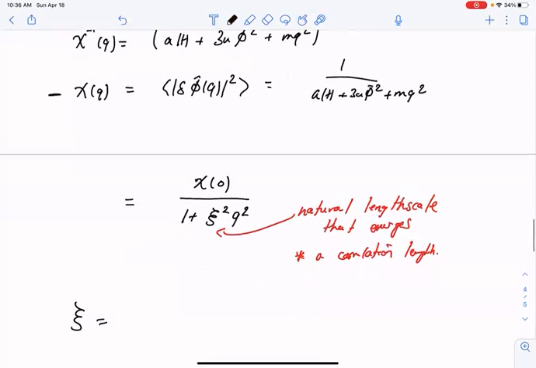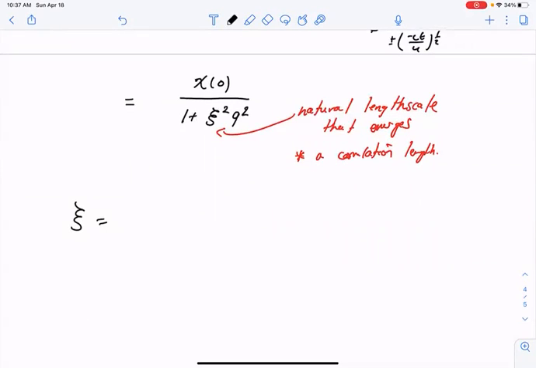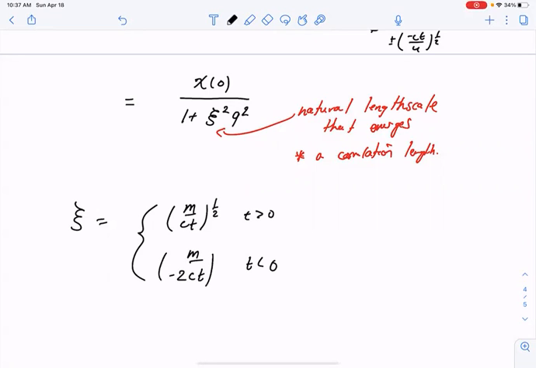we get that it's going to depend on whether or not we're above or below the critical point, as it will depend on whether phi average is finite or zero. We know that phi average is 0 for t greater than 0 and is equal to the square root of minus c t over u, for t less than 0. So plugging that in, we find that for t greater than 0, so for temperatures above the critical point, this correlation length goes like the square root of m c over little t. For temperatures less than the critical point, it will be equal to the square root of m over minus 2c little t.